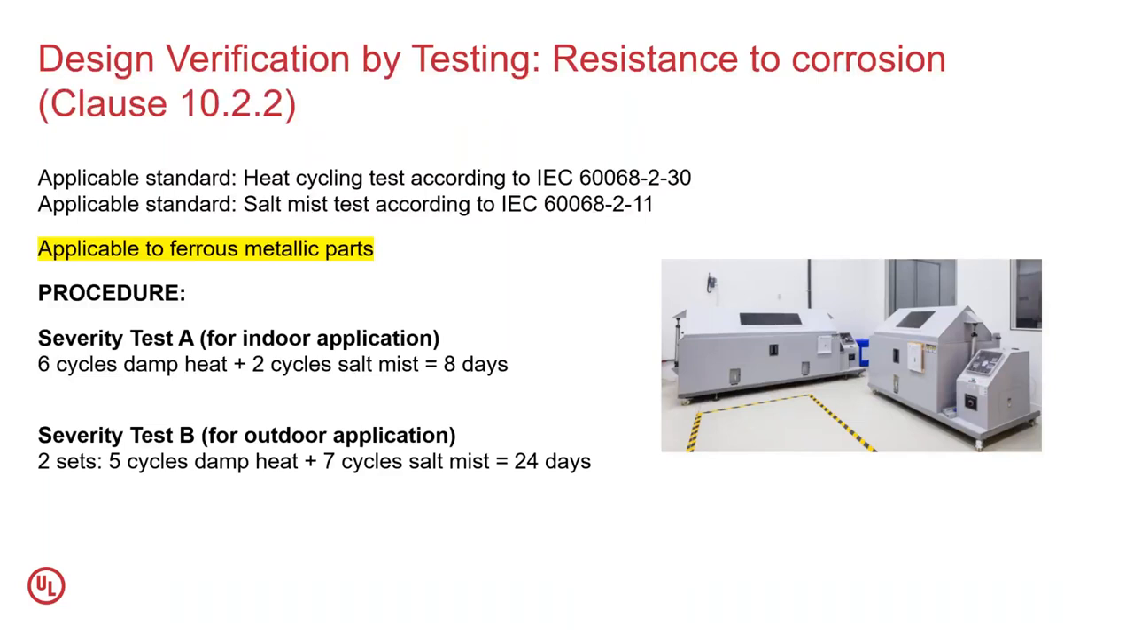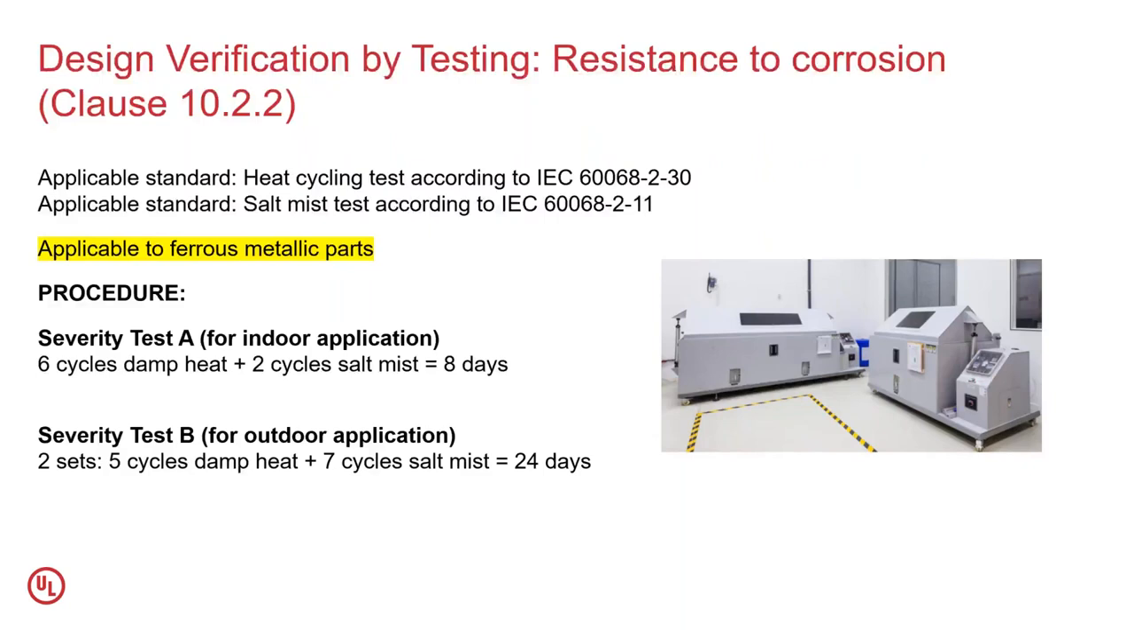First one is resistance to corrosion. For resistance to corrosion there are two types: severity A and severity B. Basically, severity A we normally use if the switchboard is for indoor application, and severity B if it is for outdoor application. Severity A: 6 cycles plus 2 cycles of salt mist, 8 days. Severity B: 2 sets of 5 cycles damp heat plus 7 cycles of salt mist, 24 days.